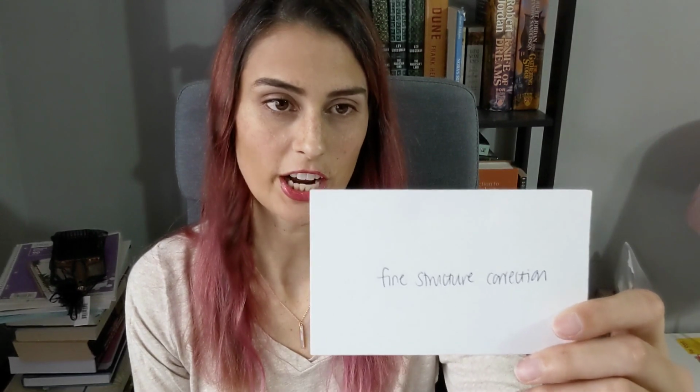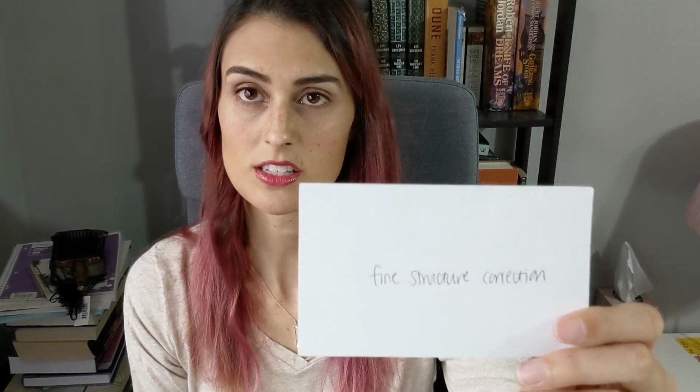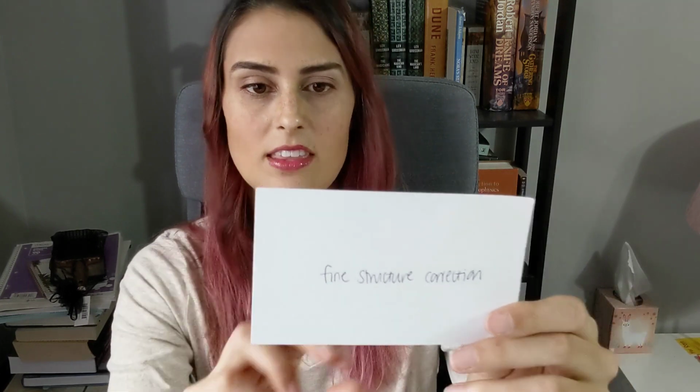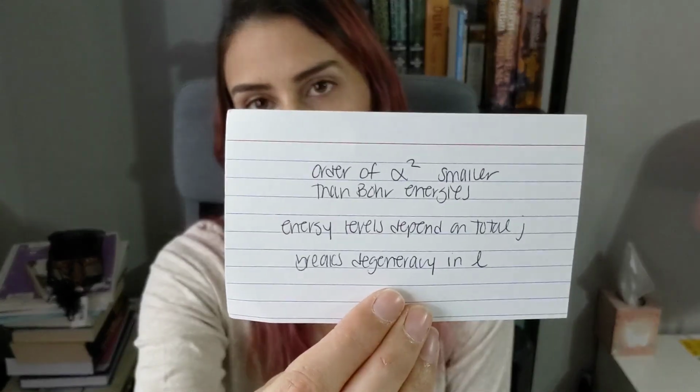The fine structure correction is of order alpha squared smaller than Bohr energies. The energy levels depend on total J and break the degeneracy in L.